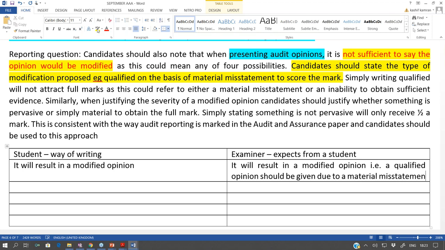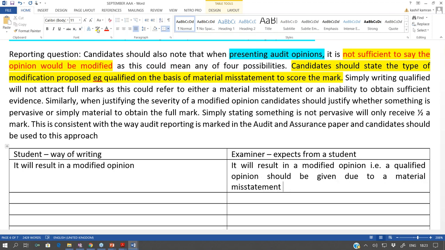So are you finding the difference in what the examiner expects from you? In the exam paper, will you only write it will result in a modified opinion, or will you specify the class of the modified opinion? Will you tell the examiner modified opinion, that is adverse opinion, modified opinion, that is disclaimer of opinion, modified opinion, that is a qualified opinion? Are you getting the first statement through, everyone? So will we only write modified, or will we specify the modification? Is the examiner expecting all of you to specify the modification?